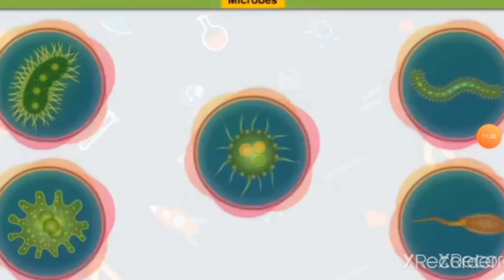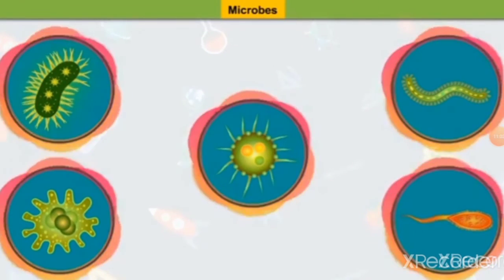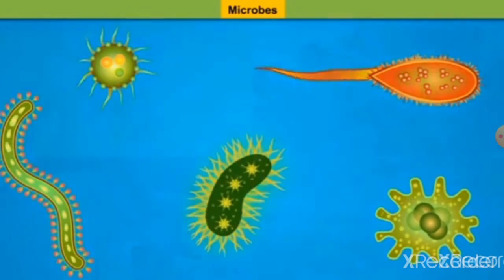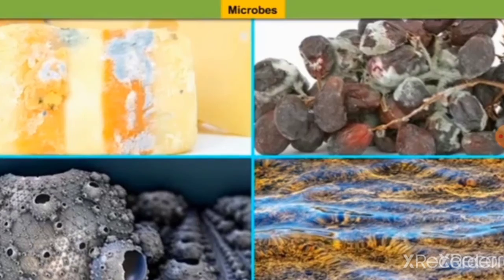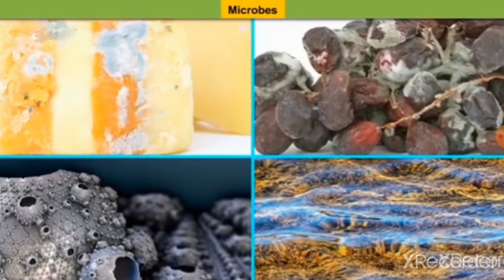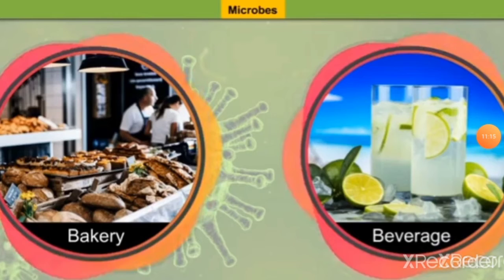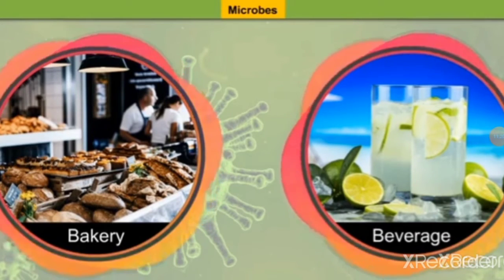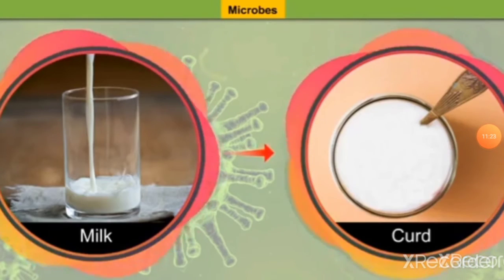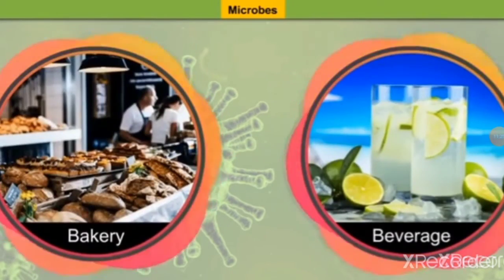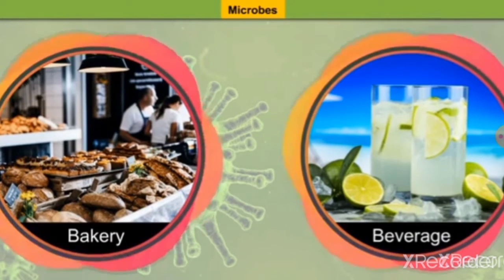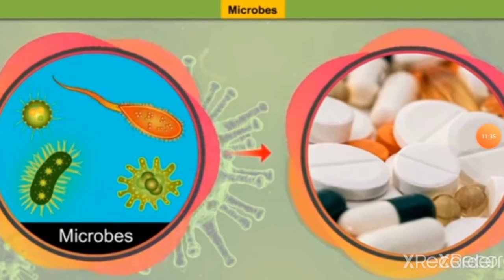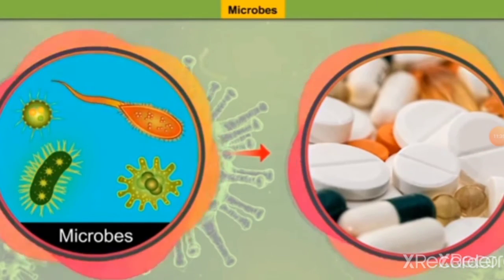Microbes. Microbes or microorganisms are microscopic organisms. There are millions of varieties of microbes existing in equally varied sets of environments. They help in various things like certain microbes help in converting milk into curd, they are helpful in bakery. Microbes are also used in making antibiotics.